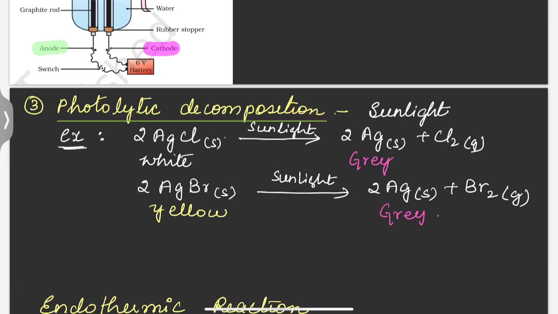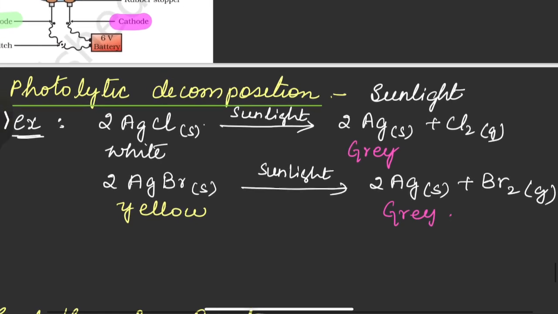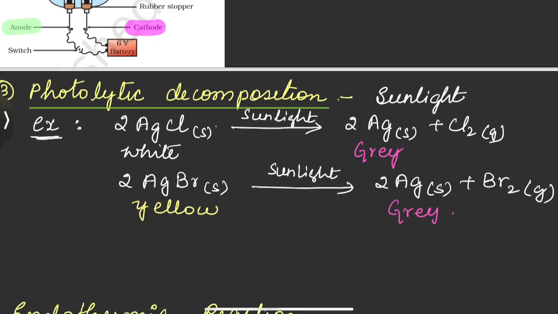photolytic decomposition, where sunlight is used to decompose the reactant into product. So you can see here some examples if you want to study. Silver chloride, Ag is nothing but silver. So silver chloride, if it is exposed to sunlight for some time, so keep in sunlight for some time, so what happens is it will decompose or it will break into silver and chlorine gas is liberated. So this silver is gray in color. So initially it is a white color solid, it will turn into gray color. Why? Because silver is formed and chlorine gas is liberated.